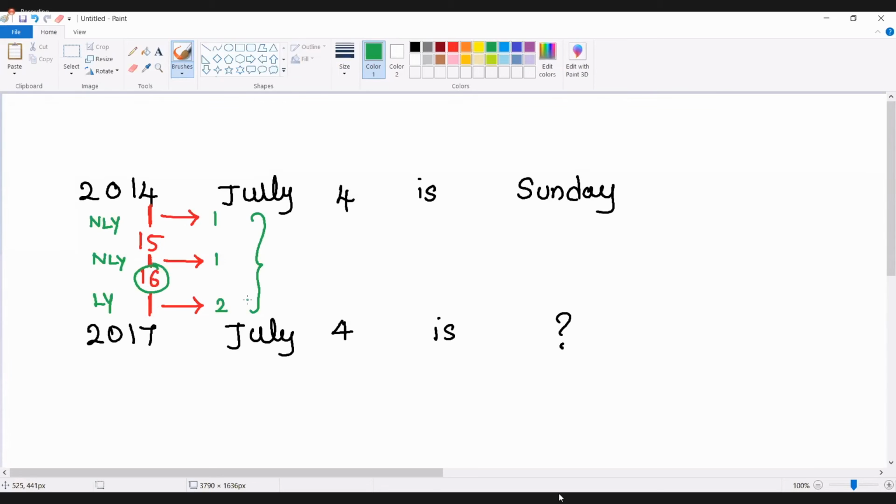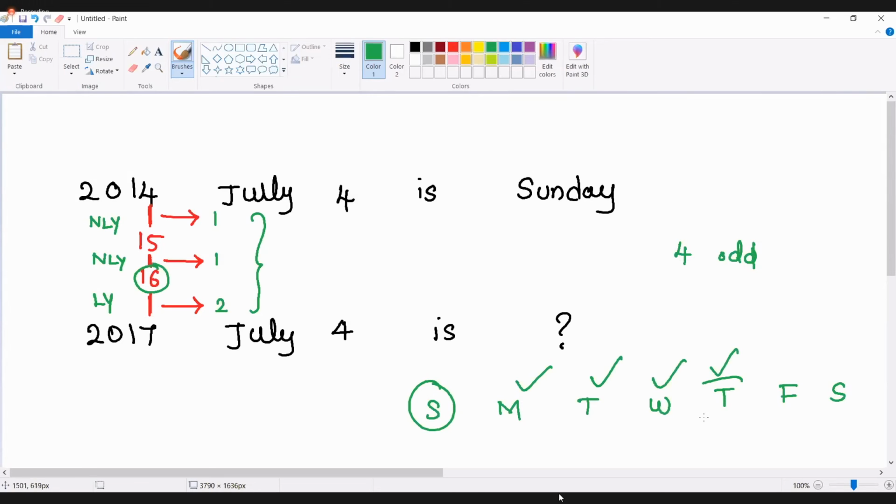So in total, how many odd days are there in this gap? There are 4 odd days. So your day will be shifted by 4 days. Sunday is already given: Sunday, Monday, Tuesday, Wednesday, Thursday, Friday, Saturday. You can just highlight Sunday and move forward by 4 days: 1, 2, 3, 4. Mark your answer choice as Thursday. That's how you can proceed with the solution.